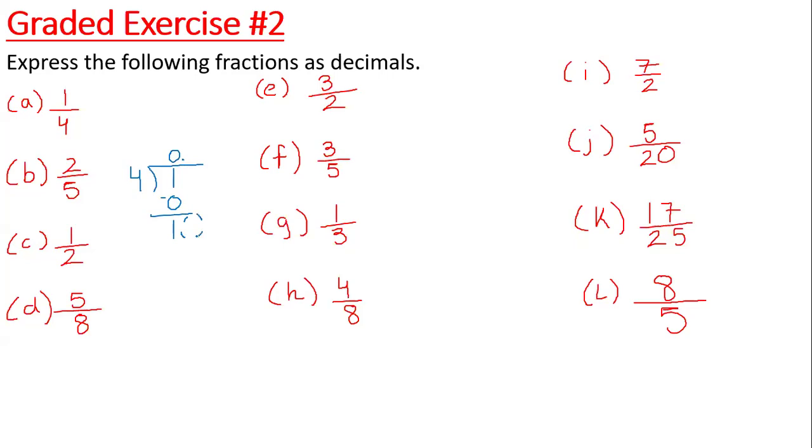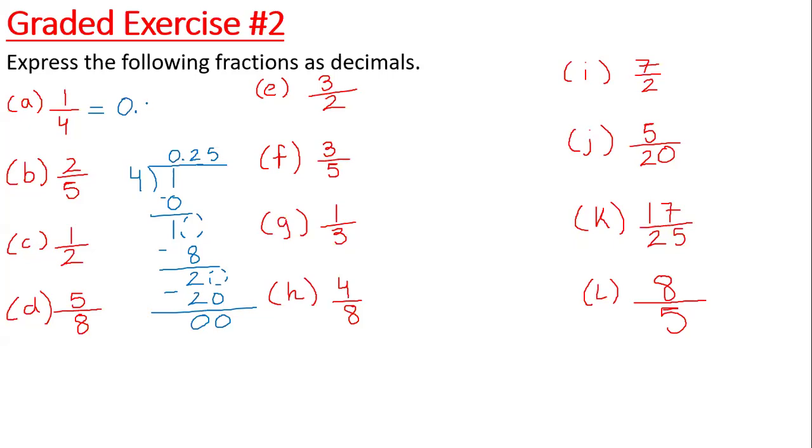How many times does 4 go into 10? Twice. Yes, twice. 4 times 2 is 8. So we do 10 minus 8, which is 2. We add the imaginary 0. How many times does 4 go into 20? 5 times. Very good. 4 times 5 is 20, and 20 minus 20 is 0. So that means our answer is going to be 0.25. Did anyone get 0.25 for number 1?